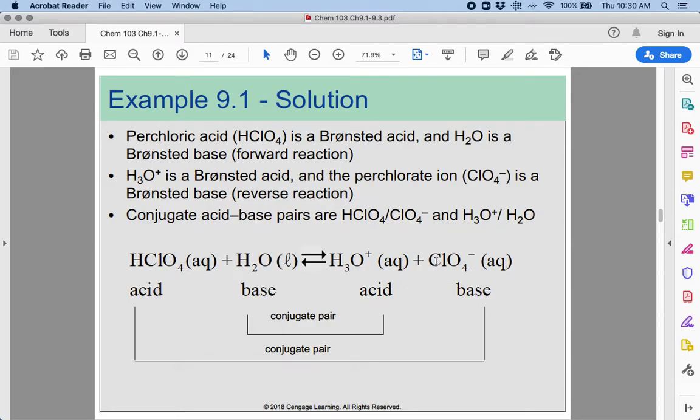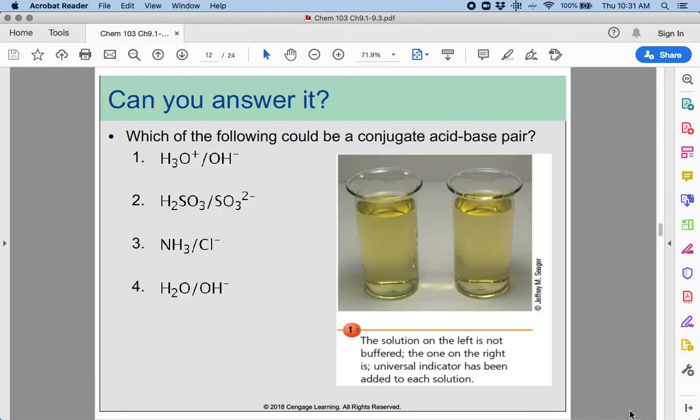Now we're going to talk about the reverse reaction, when we go from this side as my reactants to this side as my products. The H3O plus will give up the hydrogen to become H2O. So in this case, this would be the conjugate acid. And the ClO4 minus is going to accept that hydrogen to become HClO4. So this would be the conjugate base. So this is a pair, and this is a pair. These are the related pairs.